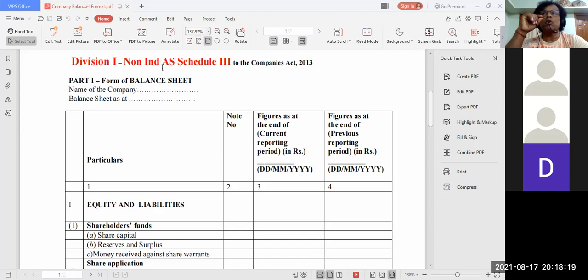Now, Ind.AS is followed, I'm just telling simply, by big companies. What is a big company? All these things you'll be learning in BCom. Now, I don't think it is so much important. But the small companies, they are following AS.